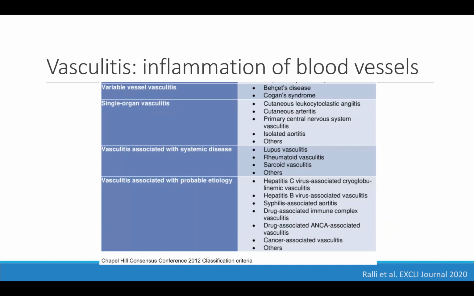Other types of vasculitis within the criteria are variable vessel vasculitis, such as Behçet's disease; single organ vasculitis, such as cutaneous leukocytoclastic angiitis, cutaneous arteritis, primary central nervous system vasculitis, isolated aortitis. Vasculitis associated with systemic disease includes lupus vasculitis, rheumatoid vasculitis, and sarcoid vasculitis, as well as others. And vasculitis associated with probable etiology includes hepatitis C or B associated vasculitis, syphilis-associated aortitis, drug-associated immune complex vasculitis or ANCA-associated vasculitis, as well as cancer-associated vasculitis.